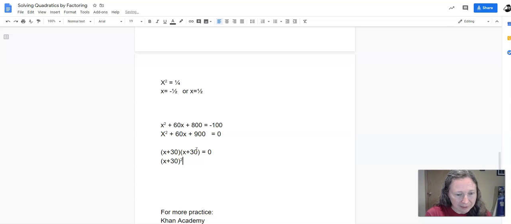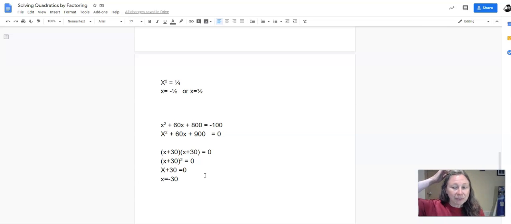squared equals 0. And so we can take the square root of both sides since this quantity is squared, but the square root of 0 is trivial, it's just 0. And so there's only one equation to solve in this case because there isn't a positive and negative answer, and both of our factors ended up being the same thing. So we only have one equation to solve. X plus 30 equals 0, therefore x must be equal to -30.